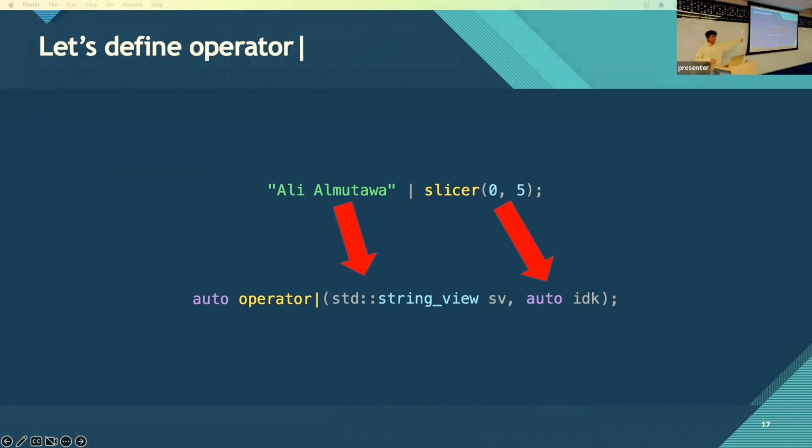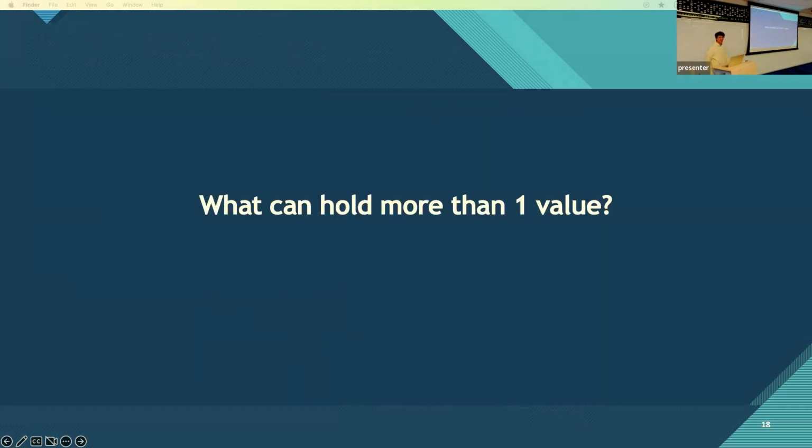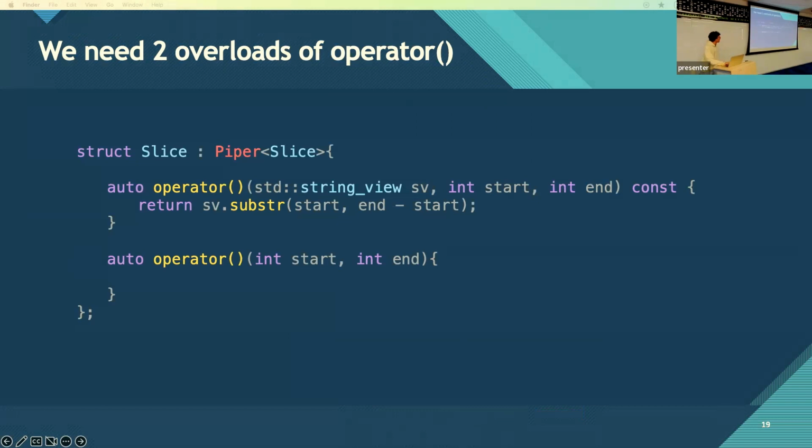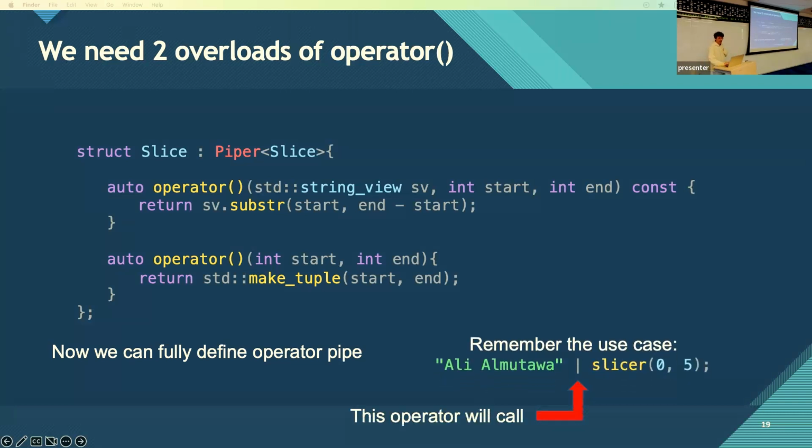And I'm using the abbreviated template syntax in here in C++20. So it's something I don't know what it is. But I know that, as Jason said, it's going to hold these 2 values together. It's going to give it to the operator pipe. Okay? And so what can hold more than one value? Tuple. That's good. Who said that? Good job. So a tuple. And so I can make this return a make_tuple of these 2 variables. And now I can fully define my operator pipe. Okay? So remember, this operator is going to call that big one. So let's define it.